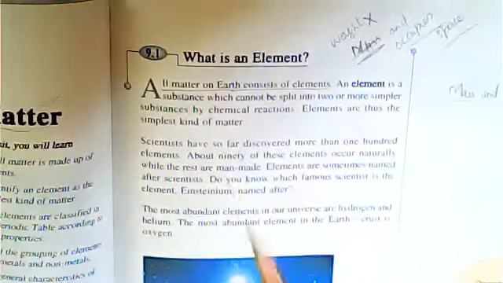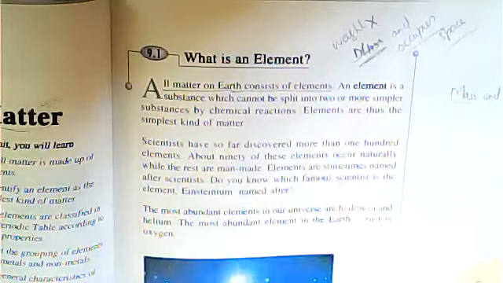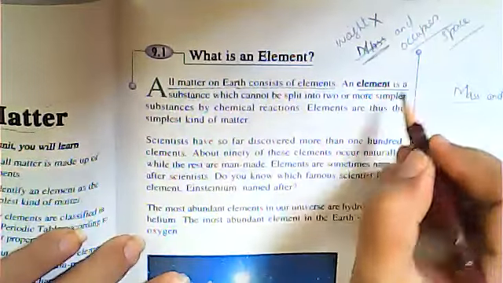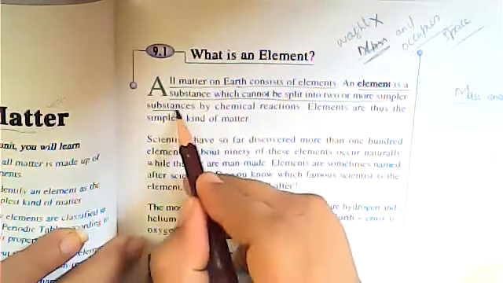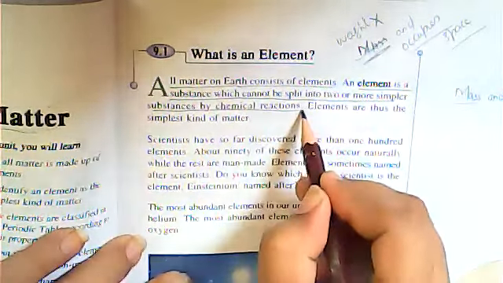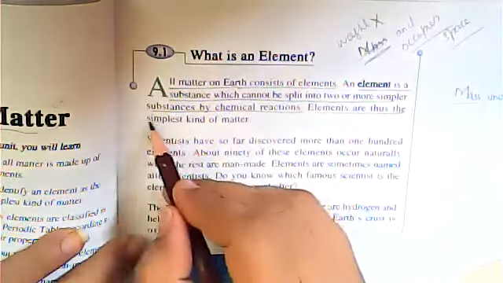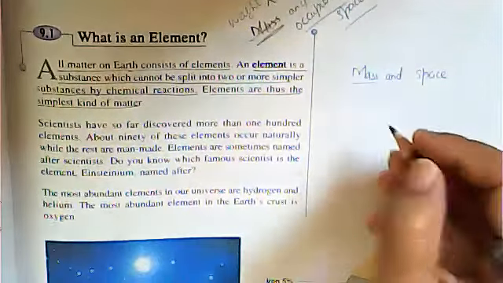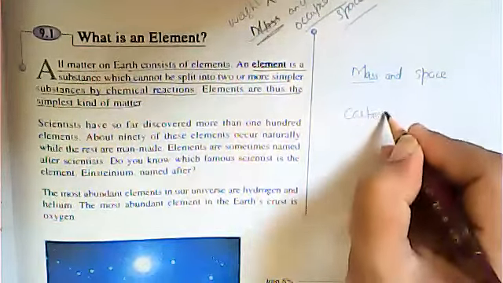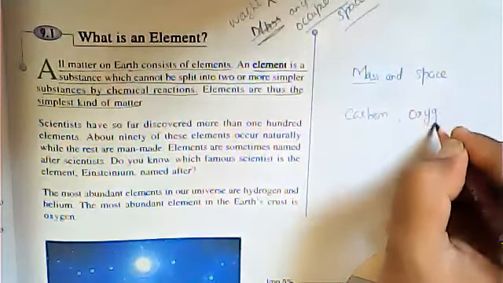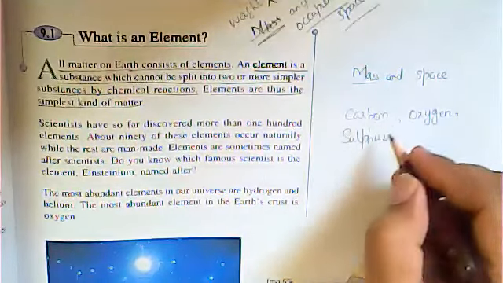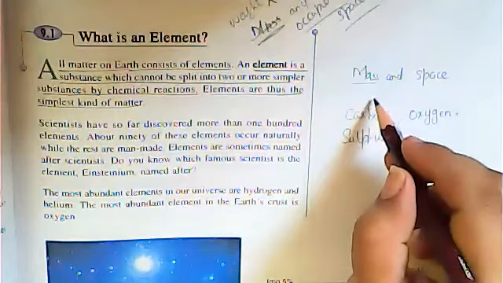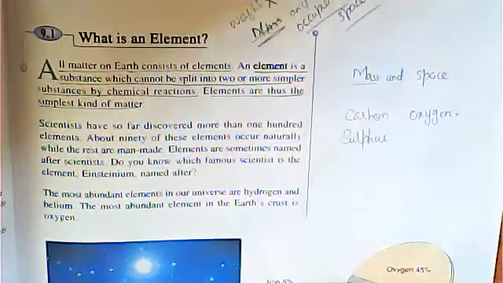All matter on earth consists of elements. Now, what is an element? An element is a substance which cannot be split into two or more simpler substances by chemical reactions. Elements are thus the simplest kind of matter. Suppose you have carbon, oxygen, sulfur. All these are elements. Why are they elements? Because you cannot break them down into another simpler form.